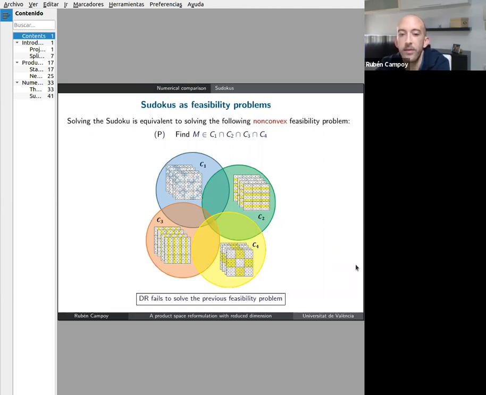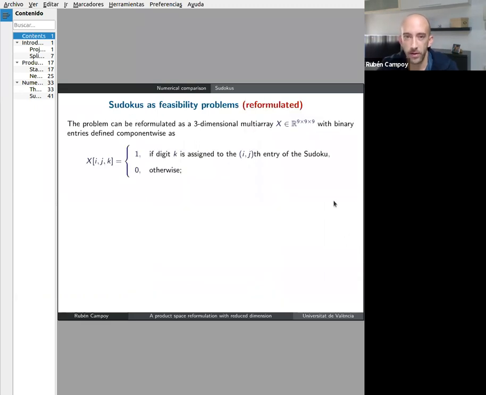However, this formulation of the feasibility problem is really bad for Douglas-Rachford. Douglas-Rachford fails to solve the problem. But we have a reformulation as a 3-dimensional multi-array with indicator variables. So now we have 3 indices. I and J will be the position in the Sudoku, and K will be the digit. And we assign a 1 if the digit K is assigned in this position, or a 0 otherwise.